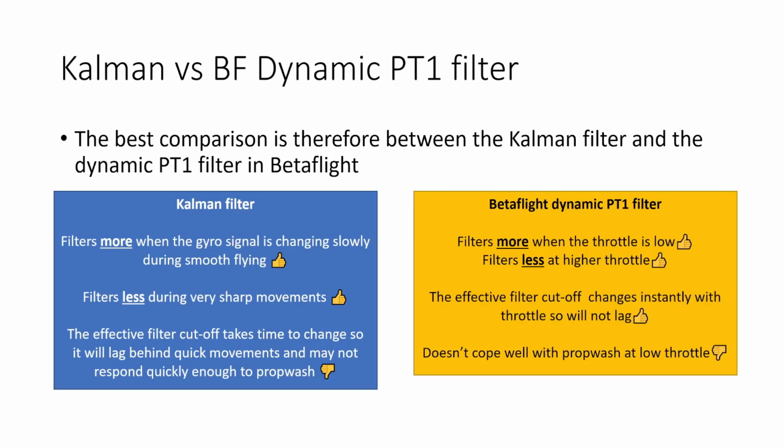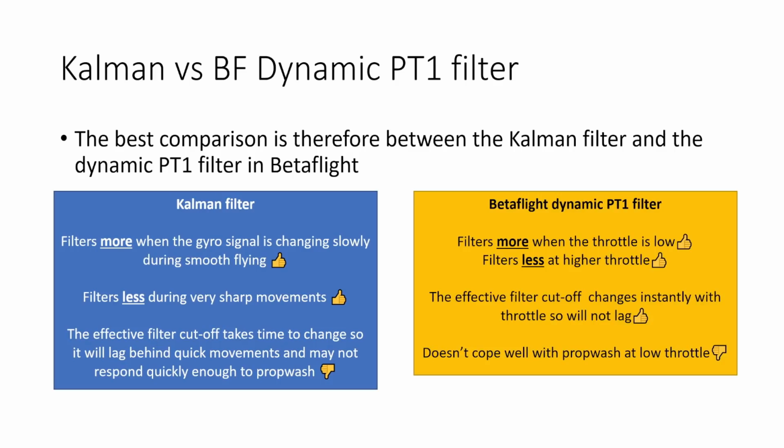And that's typically what you want most of the time. The effective filter cutoff changes instantly with throttle, so there's no lag. And this is because Betaflight doesn't have to wait and average measurements together to work out what the cutoff should be. It knows what your throttle setting is, and that's going to set the filter cutoff.